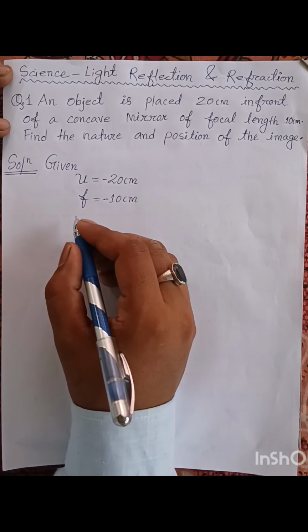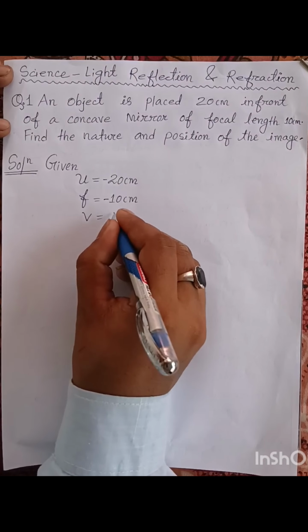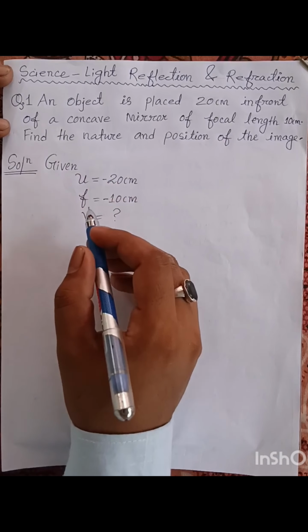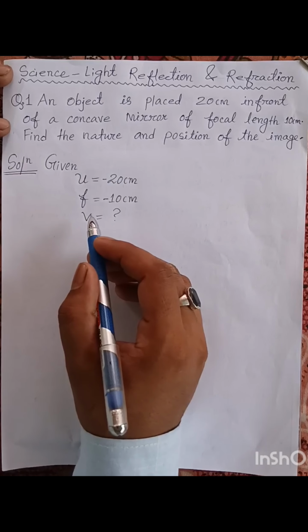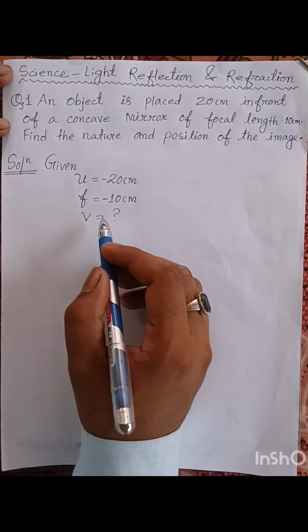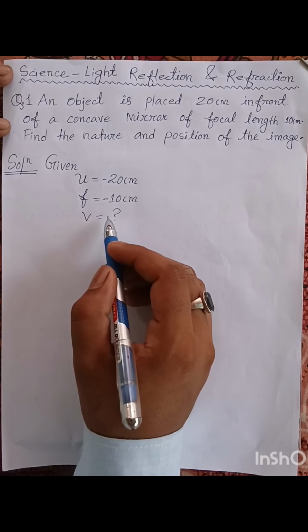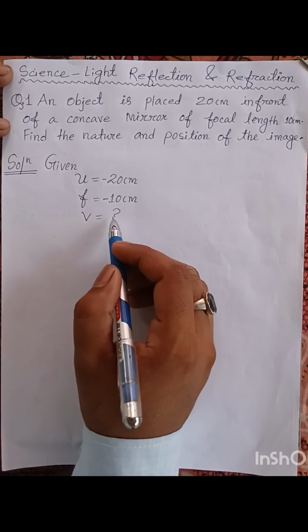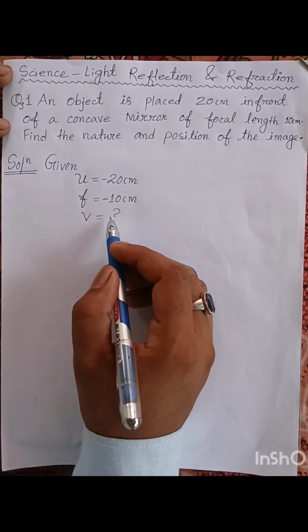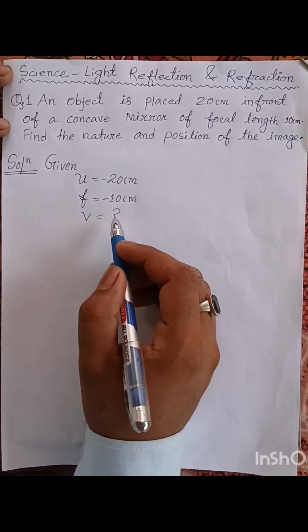Now according to this question, I will find the nature and position of the image. Position means v value, so I will find the v value. And nature means whether the image is virtual or real. To find the nature, I will check the v value. After solving, if I get a positive v value, then I will write the nature of the image is virtual. And if I get a negative v value, then I'll write the nature of the image is real.